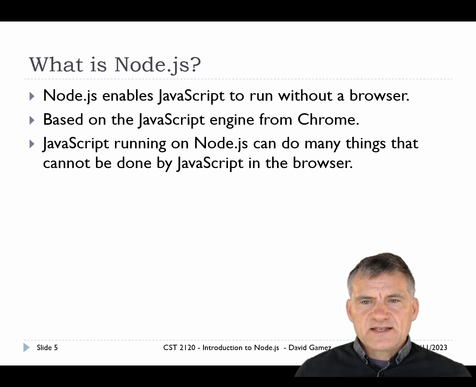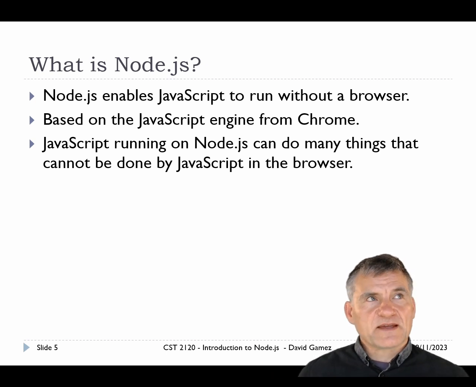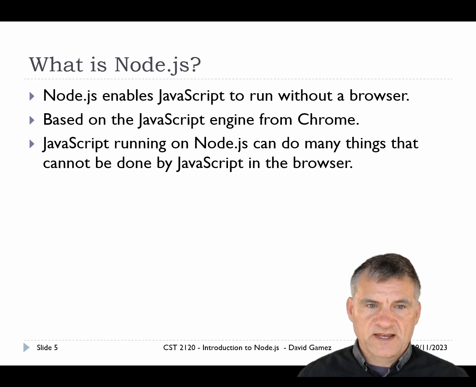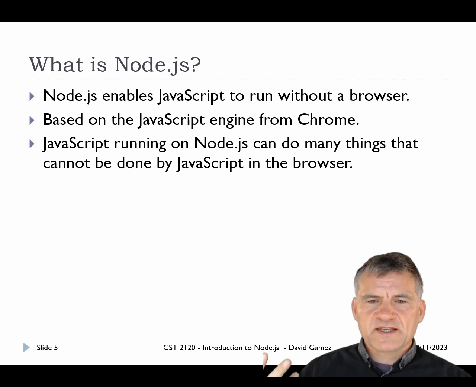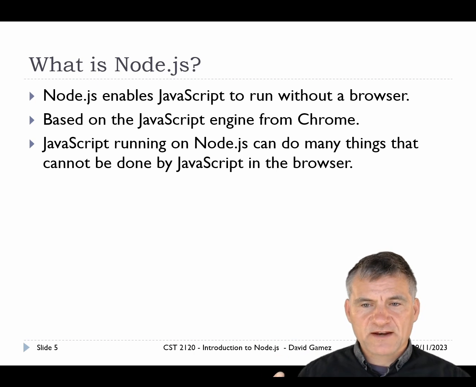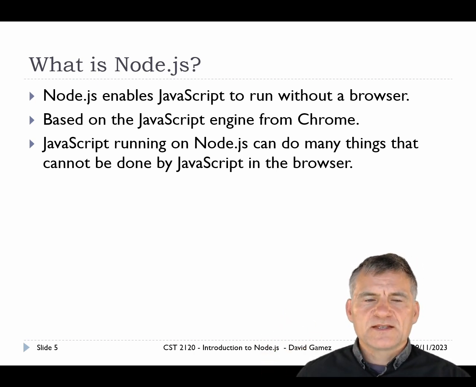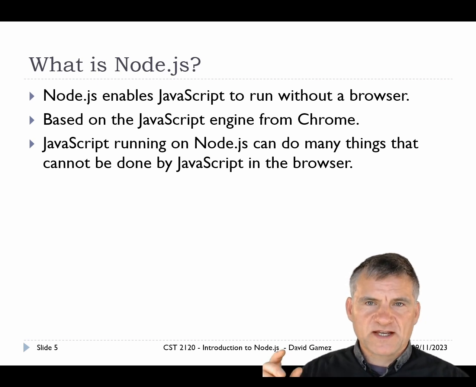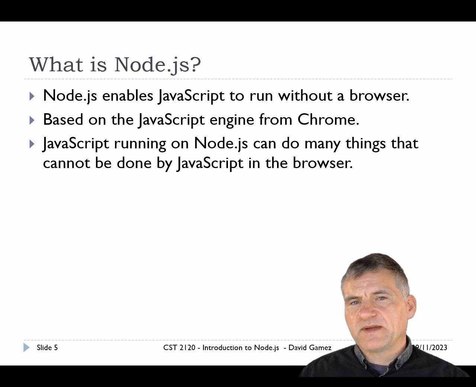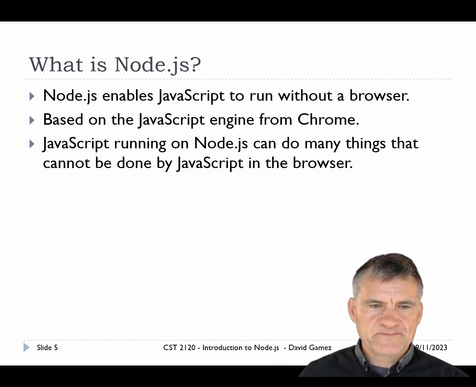So Node.js is an adaptation of JavaScript that enables JavaScript to run without a browser, yeah? What they did is they took the JavaScript engine out of Chrome and turned it into a console application, so that now you can run JavaScript just by typing node and then your JavaScript file, and it will execute just like a program in Java, C++, or whatever, yeah?